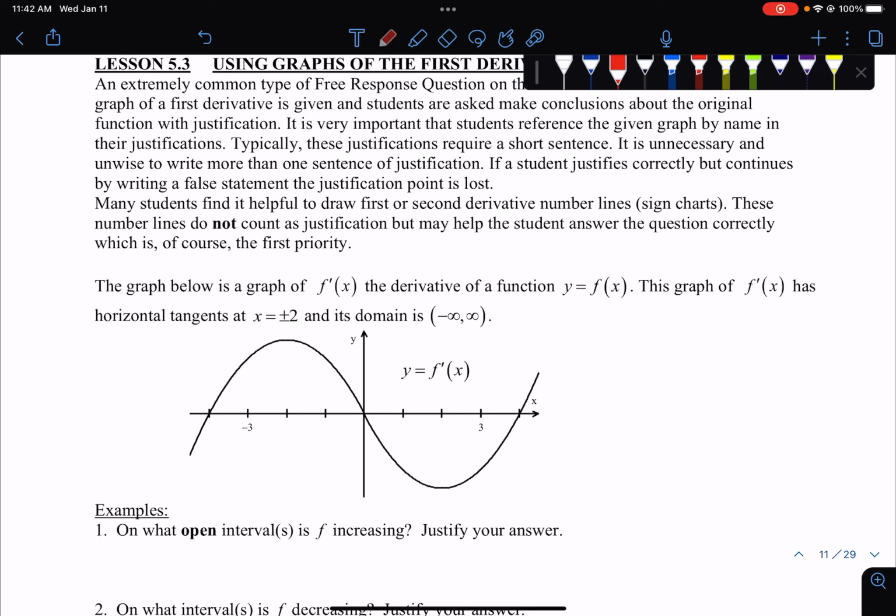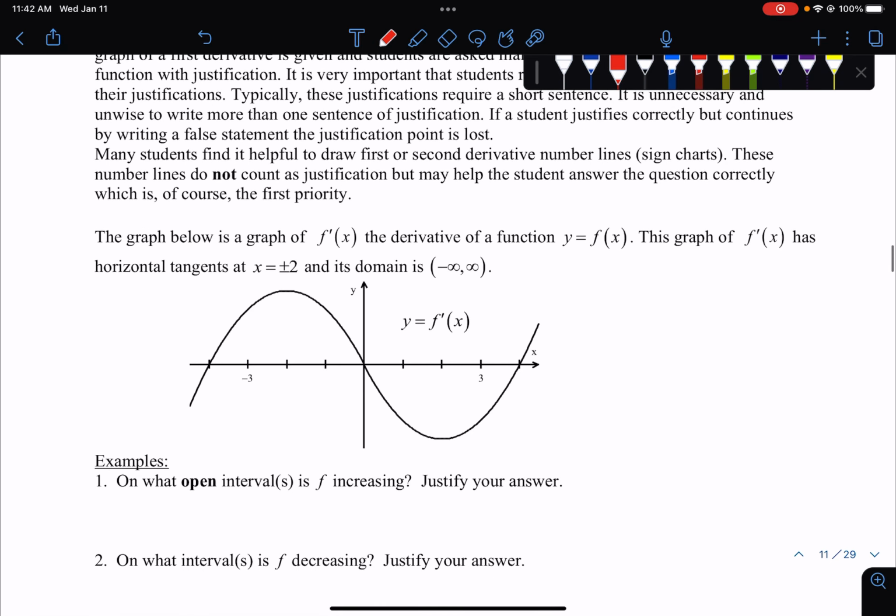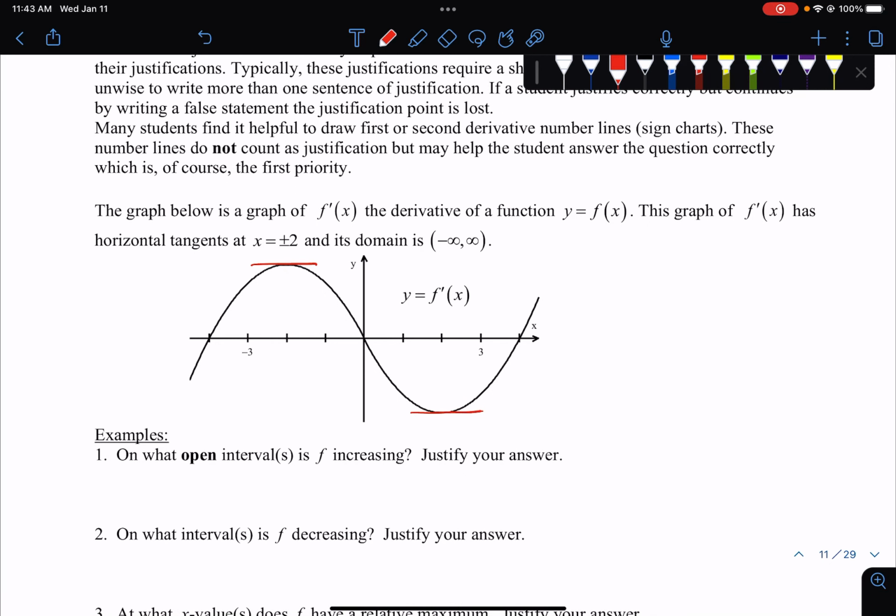Okay, so let's do some examples here. The graph below is a graph of f prime, the derivative of f. This graph of f prime has horizontal tangents at x equals plus and minus 2. So it's telling you right here at -2 and +2, the slope is 0. And it has a domain of -infinity to infinity, which is important information. So it says, on what open intervals is f increasing? So looking at this function, this is the derivative. Remember, this is f prime of x. Where is my original function increasing?